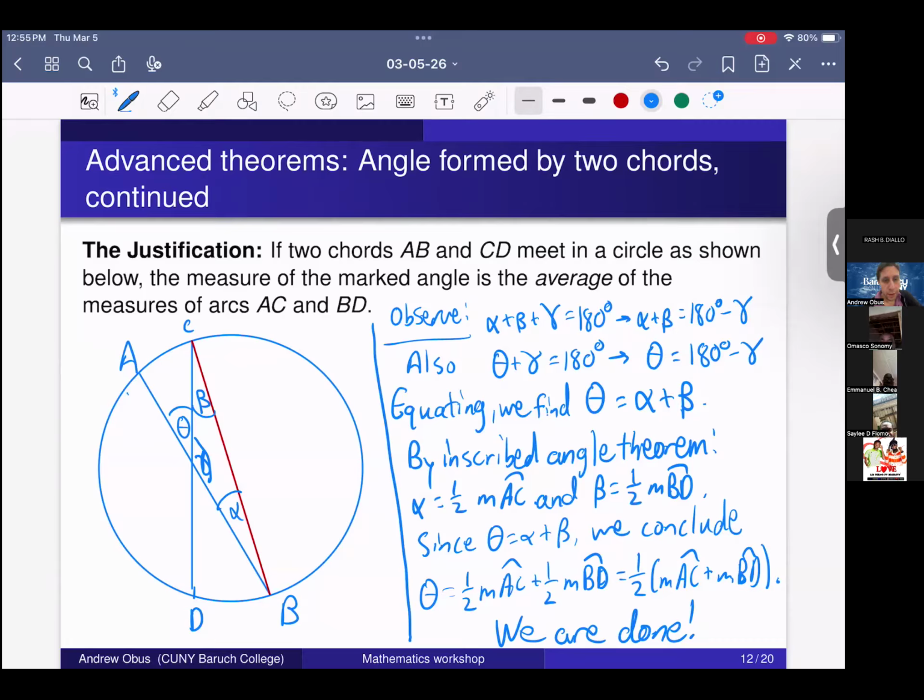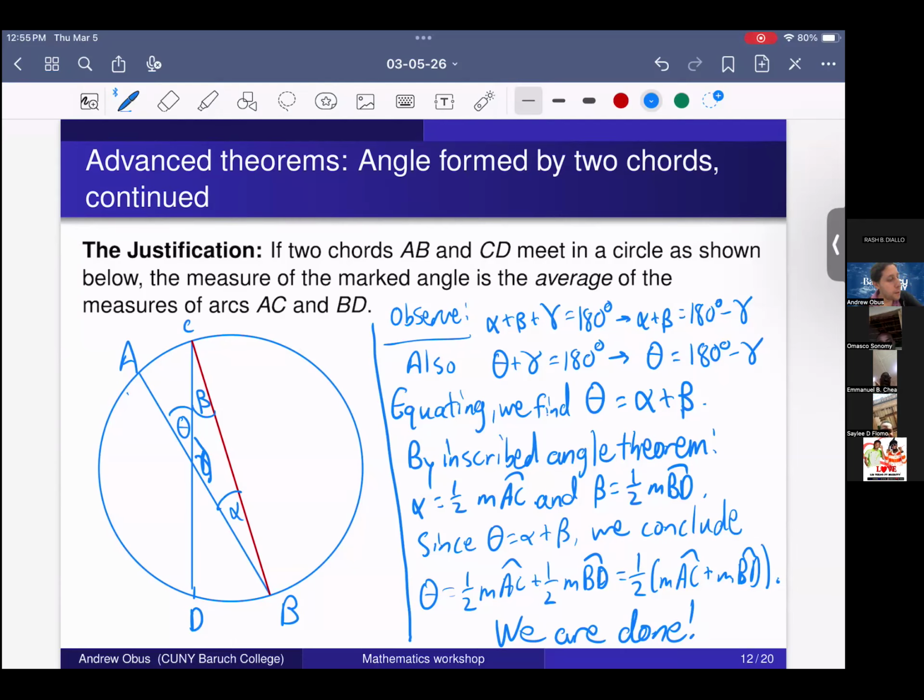Okay. Yeah, done. Yeah. How are you? Yes. Hi, Emmanuel. Okay. Yeah, okay. You were talking about theta is equal to alpha plus beta. Right. Is that what you said? I'm looking at how you said theta is equal to alpha plus beta.